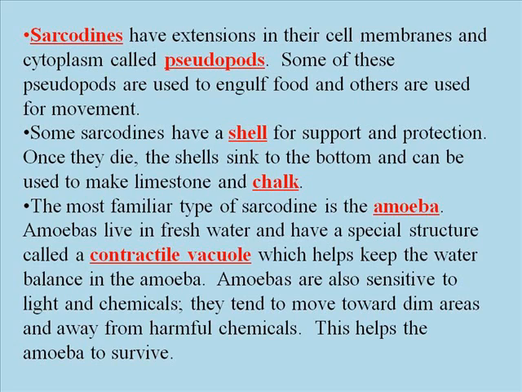One of the types of sarcodines is called an amoeba, and I will show you a picture on the next slide. Your sarcodines are going to move about by pushing out their cell membranes. They're going to use their cytoplasm to push their cell membrane out to almost make something that looks like a little arm or leg. These are called pseudopods. Pseudo means false, pod means foot. You can find those on the word wall.